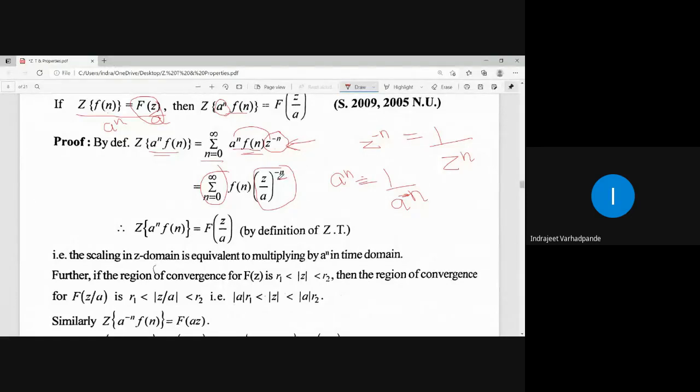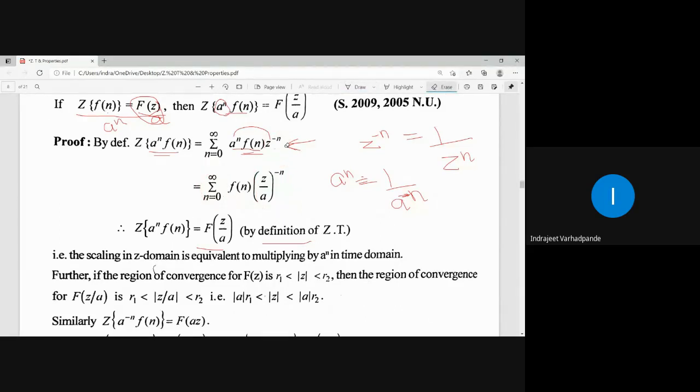Why am I purposely taking the power as negative? Because as per the definition of z transform, to whichever term we are multiplying by z to the power minus n, we take the z transform of that, and it is expressed in the variable z. So accordingly, f of n is multiplied by z by a to the power minus n. So in place of z, it will be, what is it here, z by a. A is also constant. So here we have f of z by a. So this is obtained by definition of z transform.